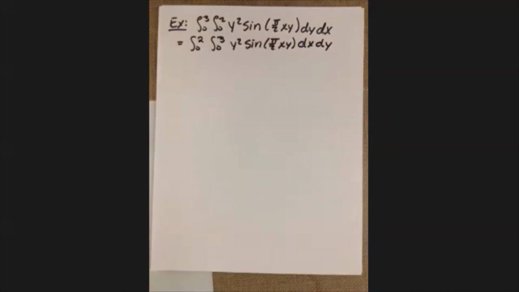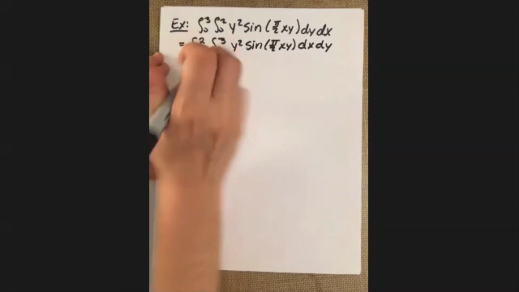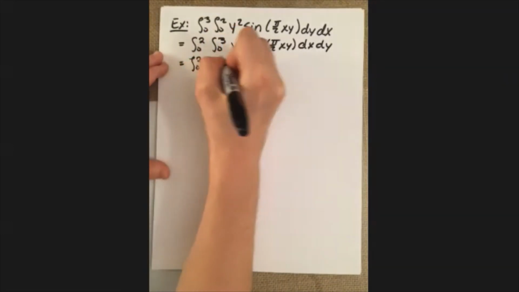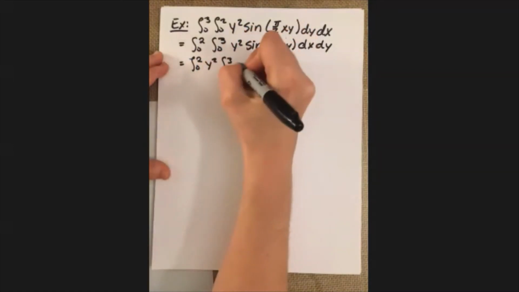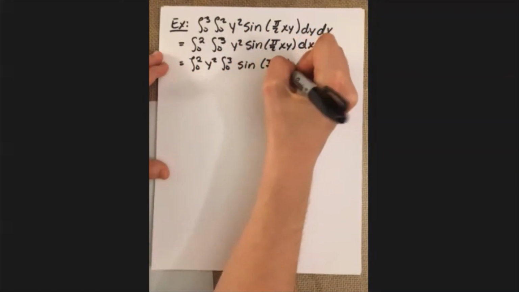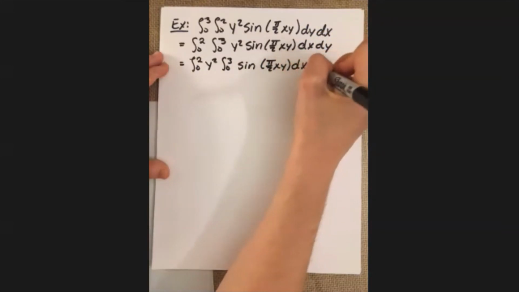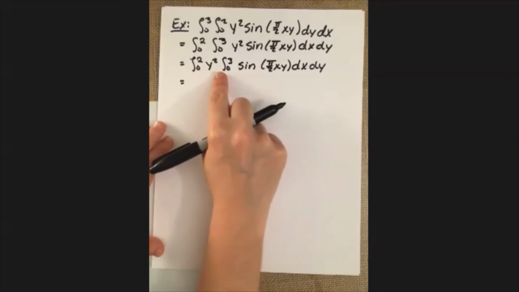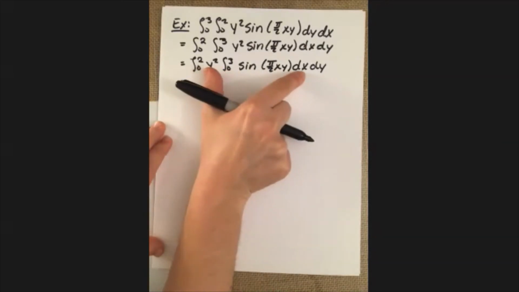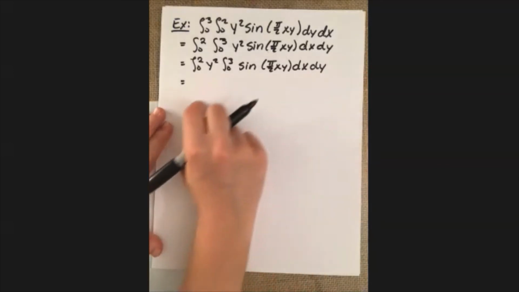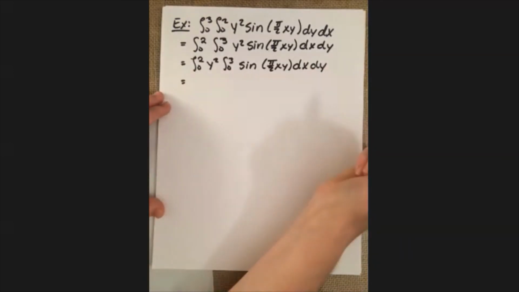Okay, so all we've done is we've swapped the order that we're going to do this problem in. And what this means is I can pull the y squared out to the front here. So we have the integral from 0 to 2, y squared, integral from 0 to 3, sine of pi over 2 xy dx dy. Okay, so now all I have to do is deal with this inside integral, which is a simple u sub, actually almost identical to the one that we just did. And then after that, we'll have a y cancel out.